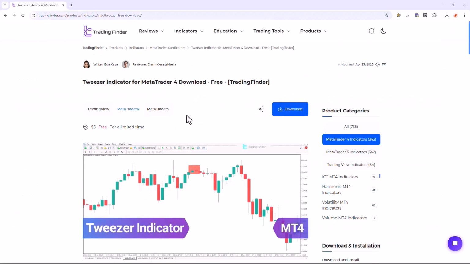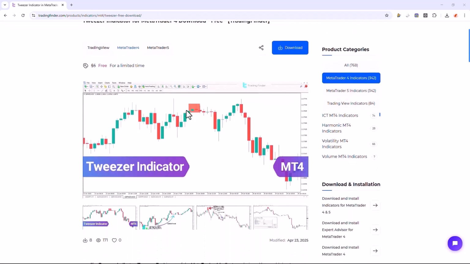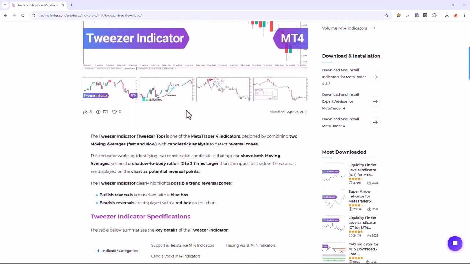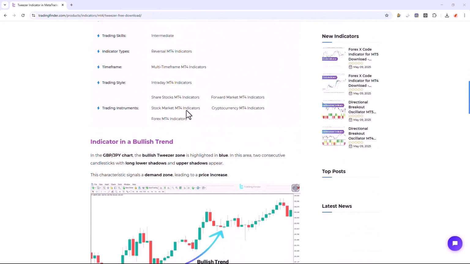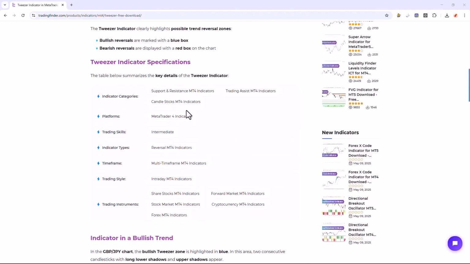The Tweezer Indicator is offered for various platforms on the TradingFinder website. From this section, you can download the indicator file for MetaTrader 4 and MetaTrader 5 platforms and run it on your chart. Additionally, traders can read this page to learn about the functionality and operation of the indicator.